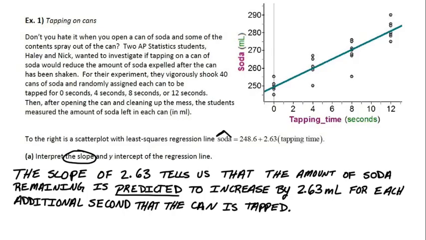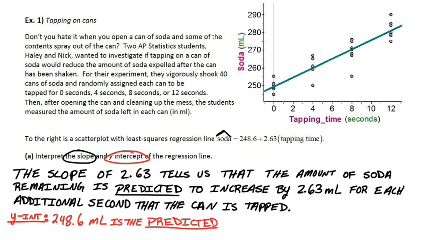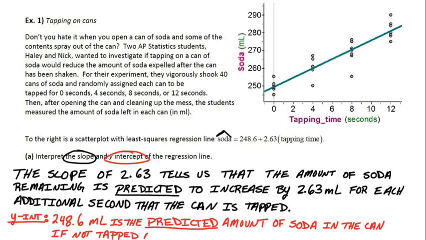Okay, how about the y-intercept? So in red here, the y-intercept, which is the 248.6. So that'd be right here graphically. So notice that only occurs when x is 0, so that's what we need to say. So if you tap the can for 0 seconds, we expect it to explode, and there's only 248.6 milliliters left in the can. So 248.6 milliliters is the predicted amount of soda in the can if you don't tap it at all. So if it's not tapped at all.